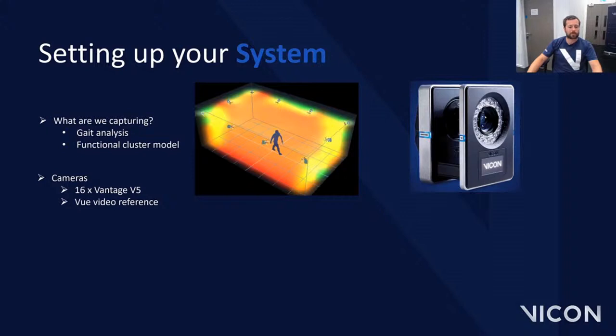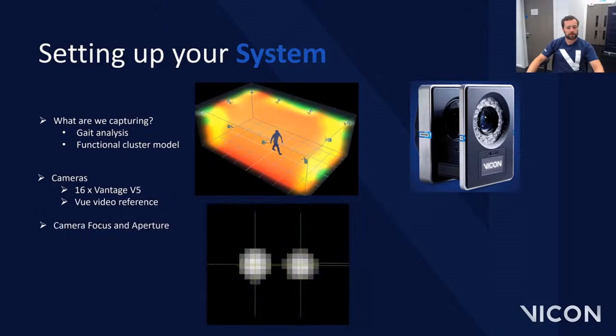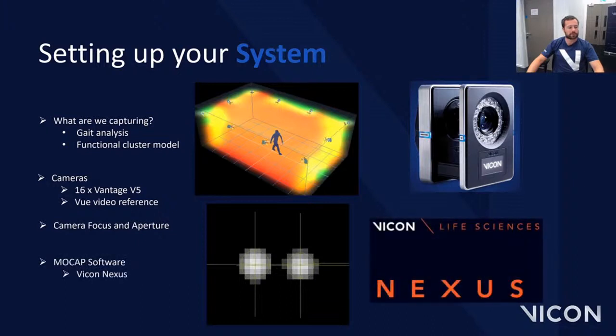When setting up your system, it's important to remember a marker needs to be seen by at least 2 cameras so it can be reconstructed in 3D, and so it's important to optimize the position and aim of each camera. The cameras also need to be in focus, and the aperture needs to be set to maximize the camera range whilst ignoring any background noise, and the software we'll be using is Vicon Nexus.